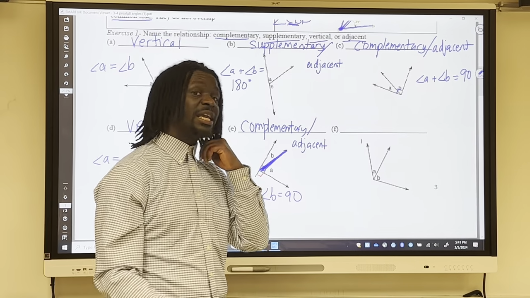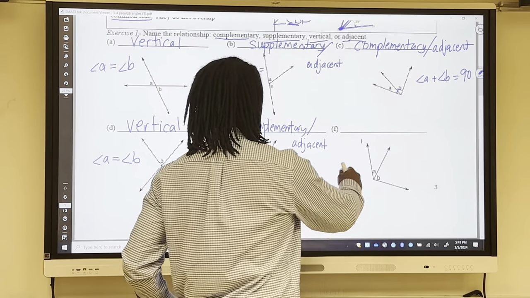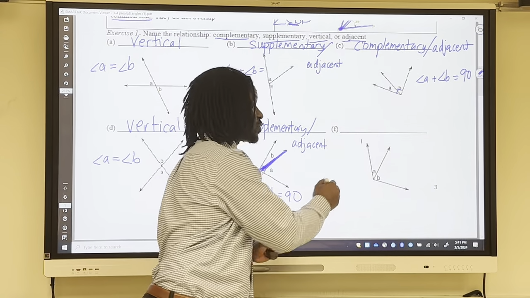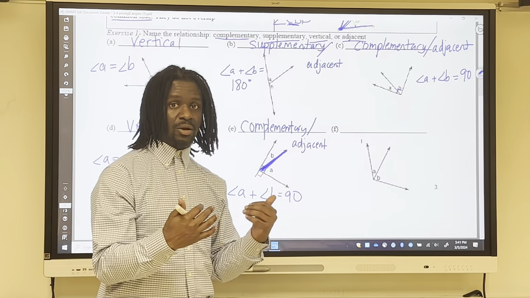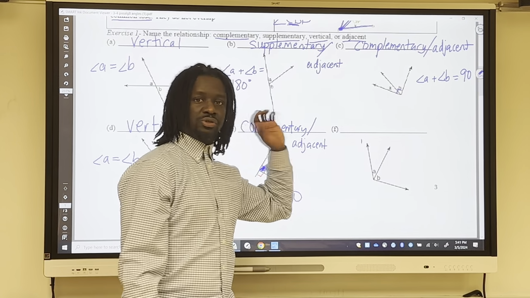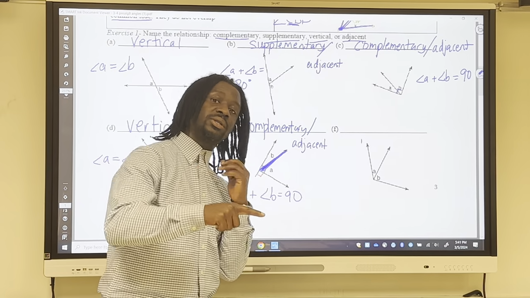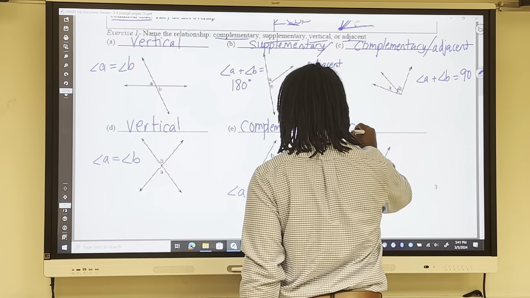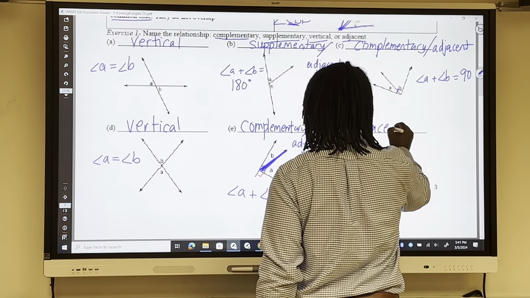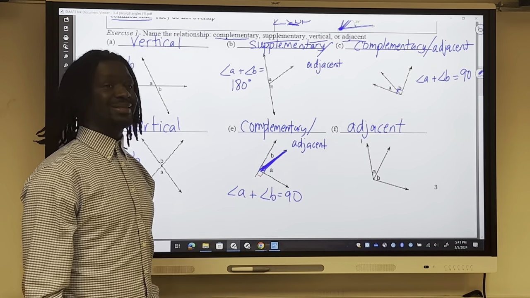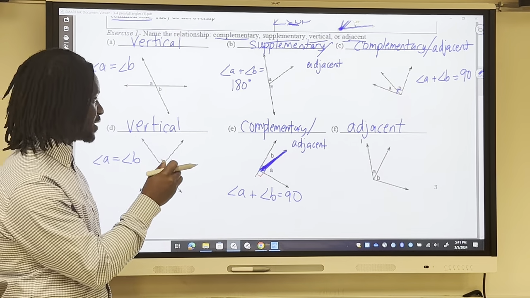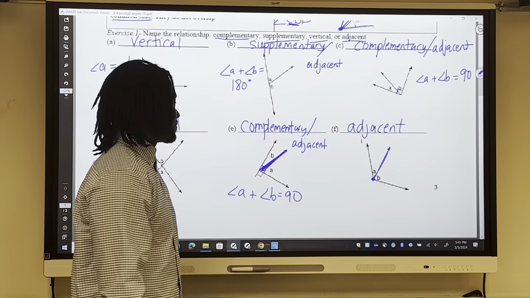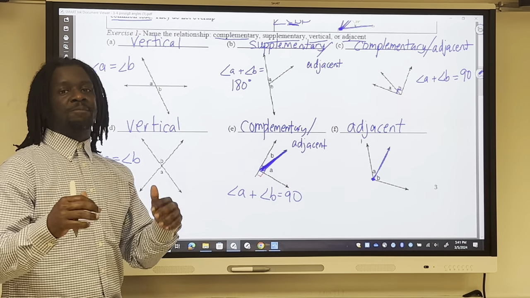And then last one here. We got angle A and then we got angle B. Now this doesn't have the square, so they're not 90. They don't add up to equal 90, nor is it a straight line. So they're not complementary, nor are they supplementary, and they're not vertical because they're not across from each other. And so the best description for this one is adjacent. They have one vertex, the vertex that they share is right here, and the side that they share is that one right there. So, guys, there you have it.